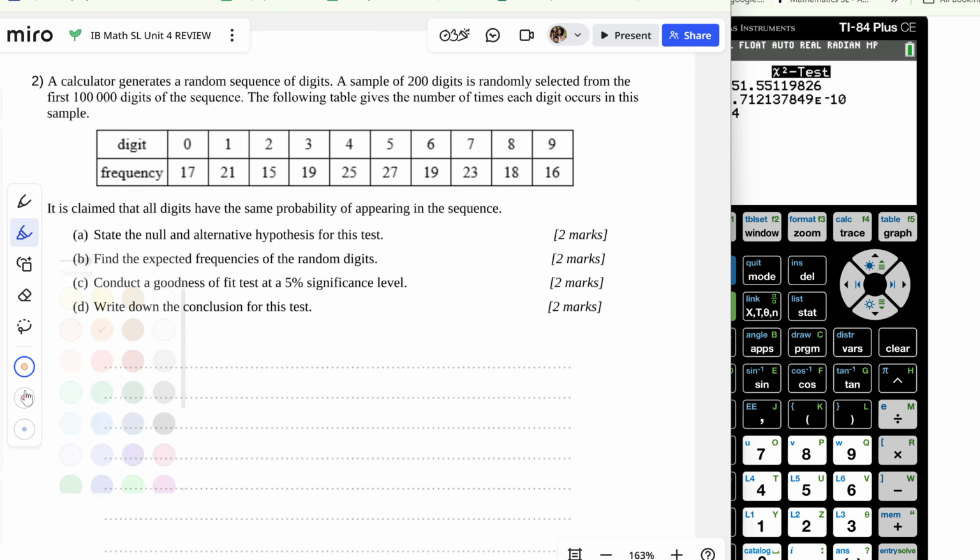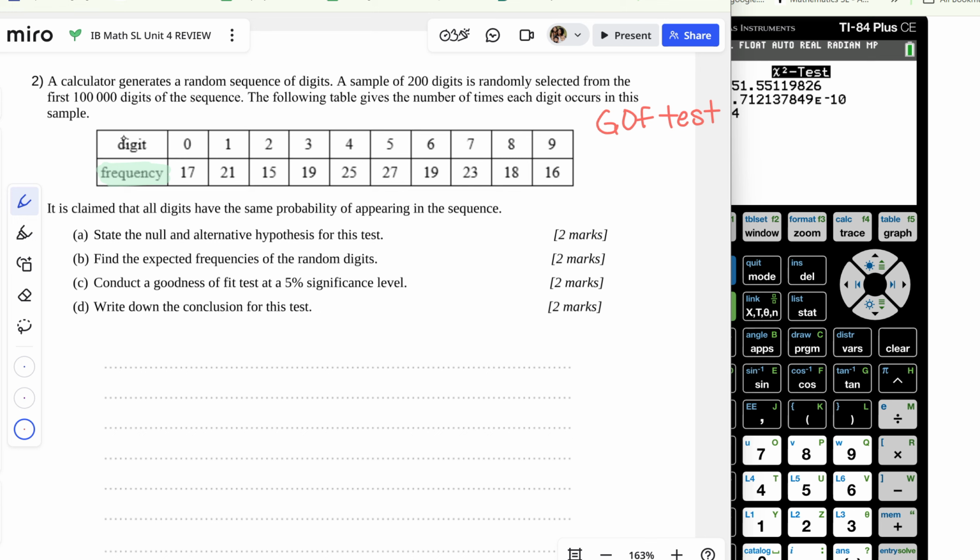Automatically, if you see frequency on your table, it is going to be a goodness of fit test. That is definitely a key significance for a goodness of fit test. So we are using a goodness of fit test here. And I see a lot of people getting this wrong or mistakenly putting it in their calculator. The top row is not going to be your list one.